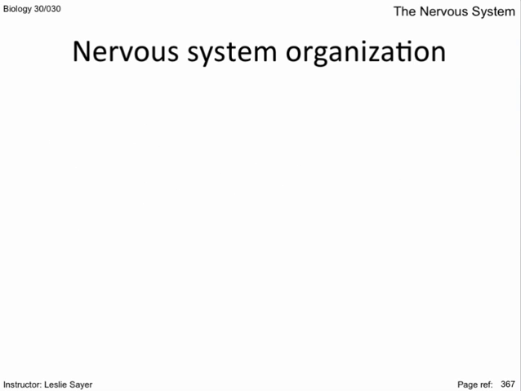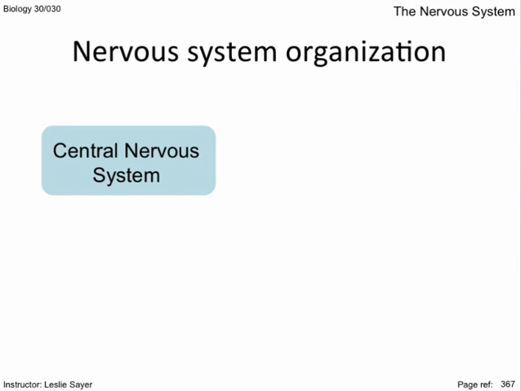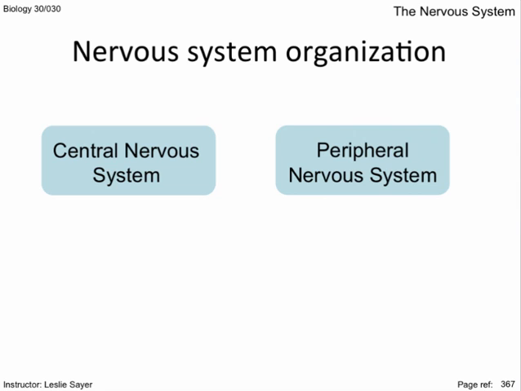The organization of the nervous system occurs like this. You have the central nervous system and the peripheral nervous system. The central nervous system integrates and processes information sent by the nerves. The peripheral nervous system carries sensory messages to the central nervous system and from the central nervous system to muscles and glands.